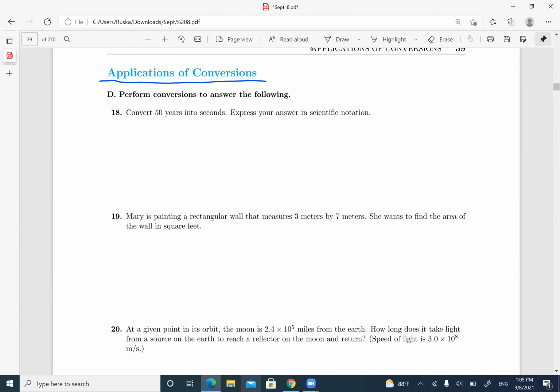For number 18, we have to convert 15 years into seconds. That's going to be a huge number, right? There are a lot of seconds in 15 years. Remember how you do this type of conversion? You start with 15 years. You change years to days, so I'm going to put the years in the bottom because you're going to cancel years and years. That's the old unit. In 1 year, how many days? 365 days, right?